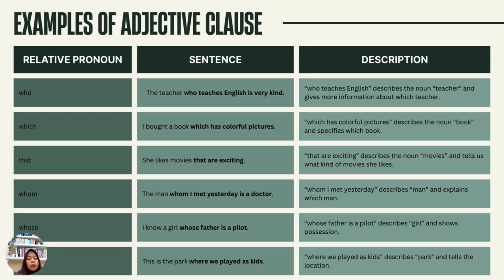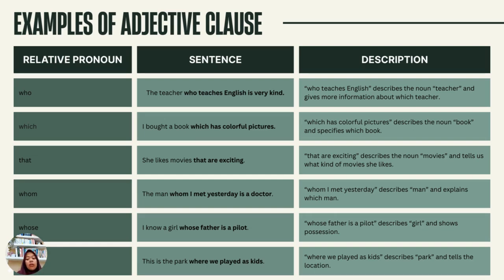I bought a book which has colorful pictures. The relative pronoun used in that sentence is which. In this sentence, which has colorful pictures describes the noun book. It specifies which book I bought.